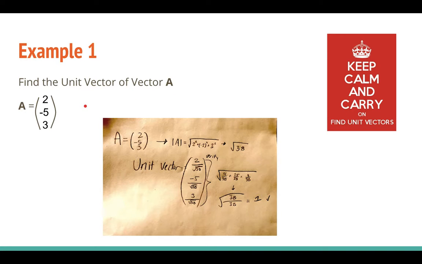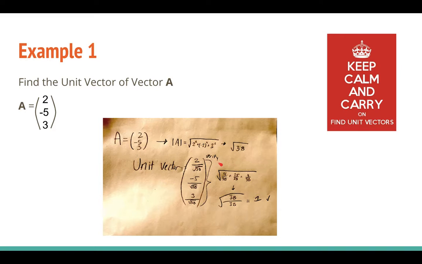We have working here a little bit. So essentially, first you want to find the magnitude of the vector, and we substitute in, we square every value, add them all up, and you get the square root of 38. That's the magnitude. What you want to do there then is you put every single value of the vector A over the square root of 38, the magnitude, right? And that's basically it. That's the unit vector.